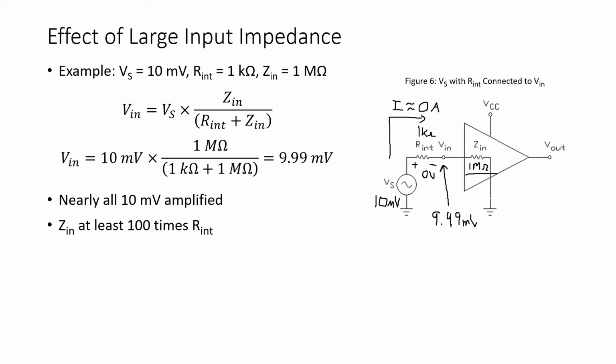Now, we really need or want for our amplifiers to have a situation where the input impedance is at least 100 times greater than the internal resistance of the voltage source. The reason again for that is we don't want voltage dropped across R internal. We want this voltage to be as small as possible. As long as we satisfy this 100-to-1 ratio, we can assume the input impedance is large enough to not create a voltage drop inside the voltage source.